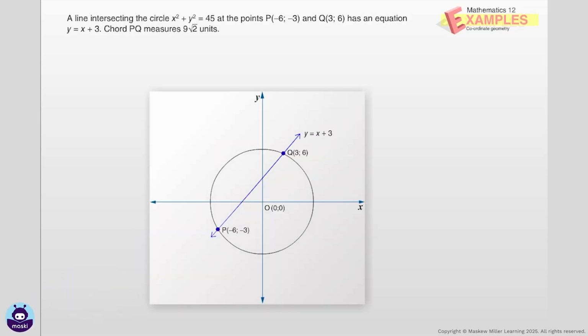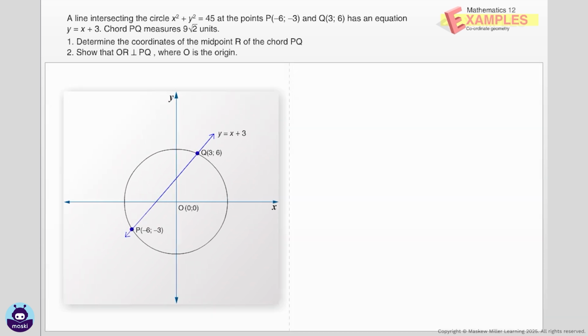Example 2. A line intersecting the circle x² + y² = 45 at the points P(-6, -3) and Q(3, 6) has the equation y = x + 3. Chord PQ measures 9√2 units. Determine the coordinates of the midpoint R of the chord PQ. Show that OR is perpendicular to PQ, where O is the origin.